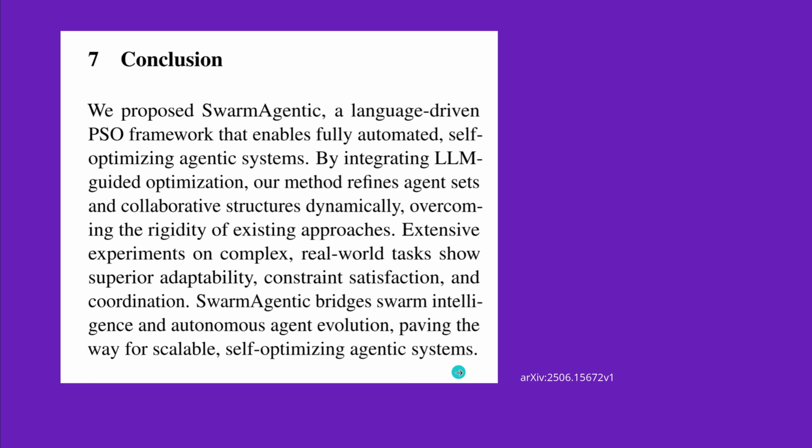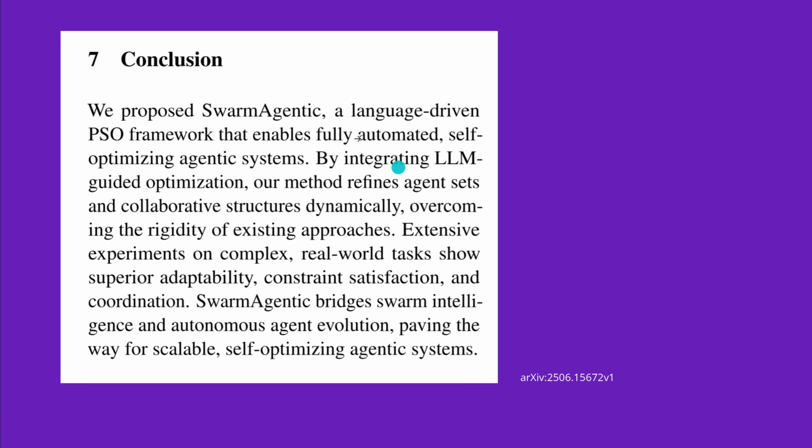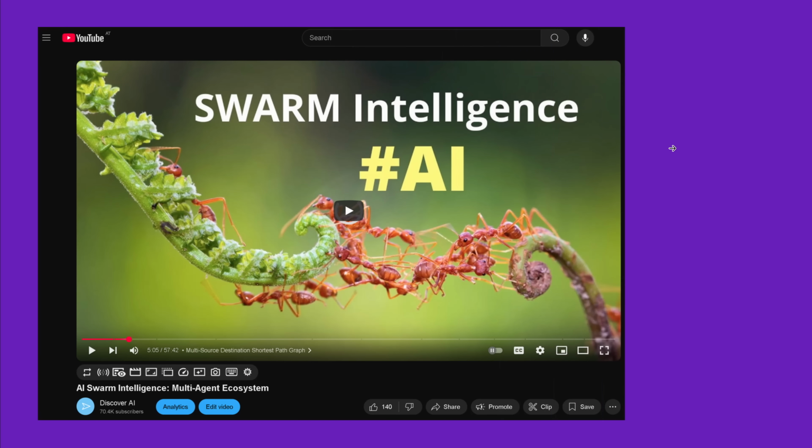Here you see the conclusion by the authors. I always give it at the end of the video, in short. This is the official conclusion, a screenshot. And they say, yep, SwarmAgentic bridges swarm intelligence and autonomous agent evolution, paving the way for scalable, self-optimizing agentic systems. Real nice. If you want to see my other video on swarm intelligence, almost a year old, more from a theoretical physics point of view, this is the video for you.